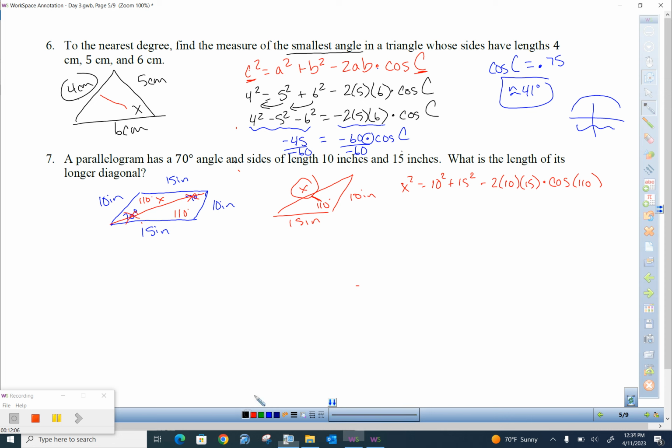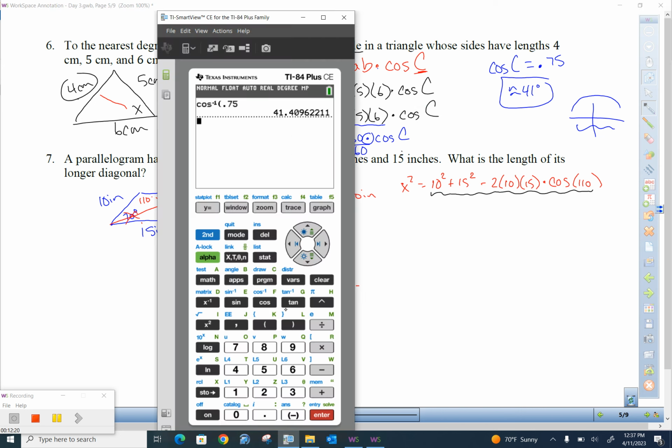Now, solving for a side with law of cosines is a lot easier than solving for an angle because x is mostly by itself, which means all of this is fair game to go in our calculator. We couldn't do that before because this cosine C was in the way. Okay, but this one, we can type that whole thing in. So we'll do our 10 squared plus 15 squared, all the way through here. And you can just use times. You don't have to use parentheses there.